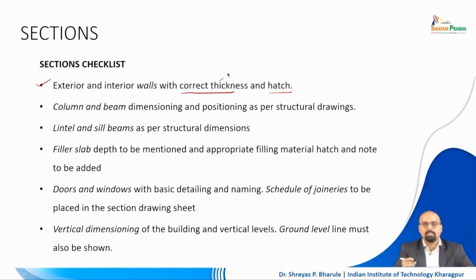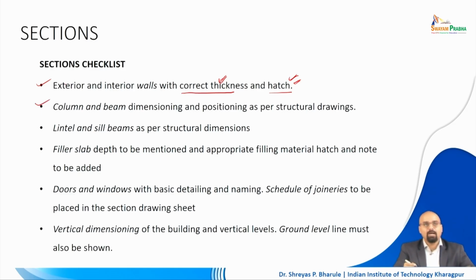We do know that the exterior walls are thicker than the interior walls, so that can always be worked on. But what does it mean, correct type of hatch? In this case, if the exterior walls are of stone masonry, then the hatch will be different. If the interior walls, the partition walls, are of wood or glass, then the hatch will be different. So, all of this is to be taken care of. This helps in communicating with the contractor and the client easily, right.